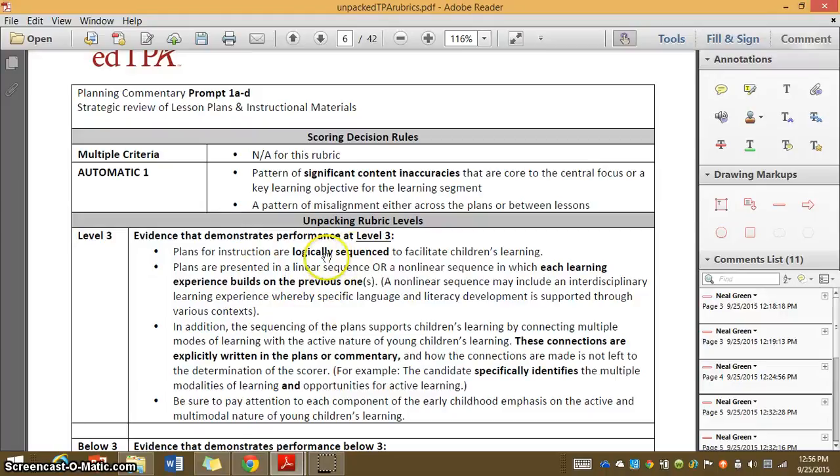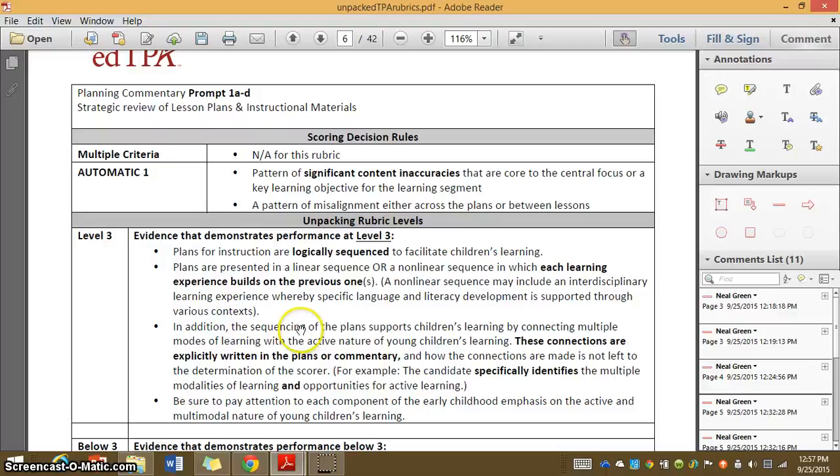And if you see these bold words like "plans are logically sequenced," plans are in a linear or non-linear sequence, where each learning experience builds on the previous one. So you want to think of it as a series of steps that you're moving students up in learning a content topic or concept, and you're building on each learning experience.